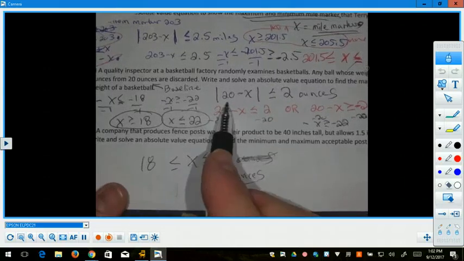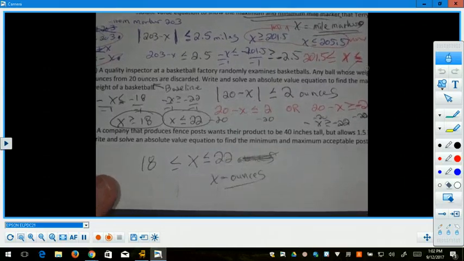Now, do you think it's easier to use 20 minus x or x minus 20? x minus 20 would actually be easier. Why? I won't have to divide by a negative, so it might be easier to do it that way. Just be aware of that going forward.